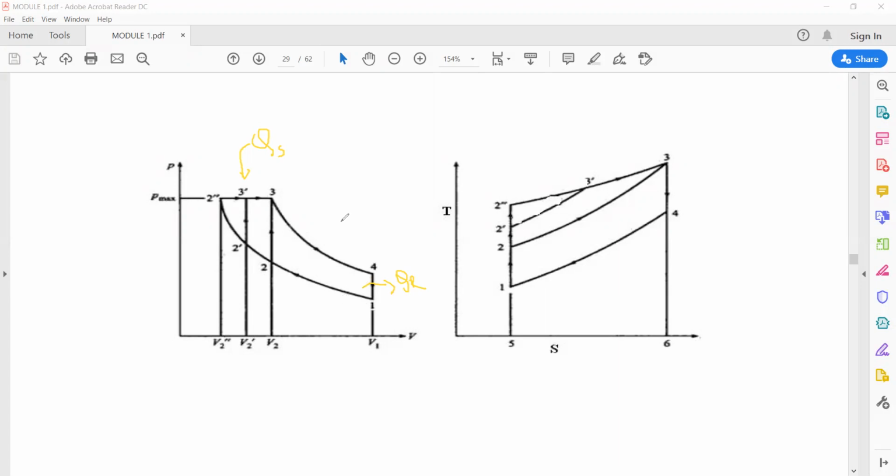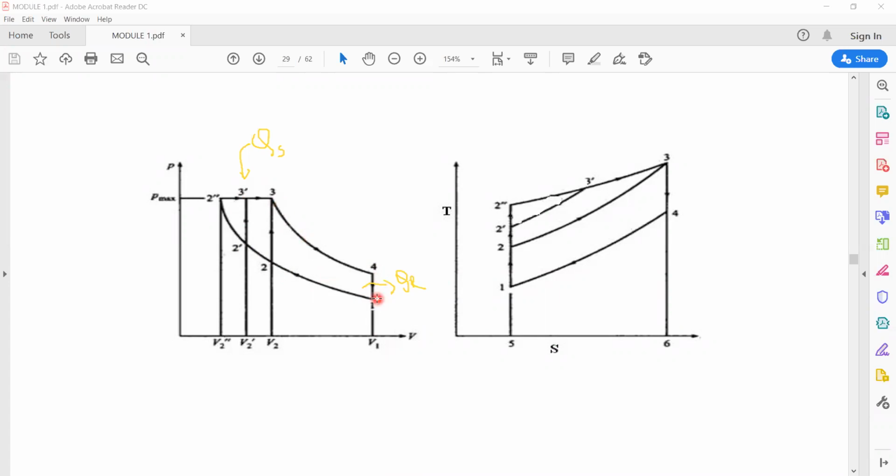Okay, now 1 to 2 double dash and 3 to 4 are the adiabatic processes. Okay. Similarly, 1, 2 dash, 3 dash, 3, 4, 1.